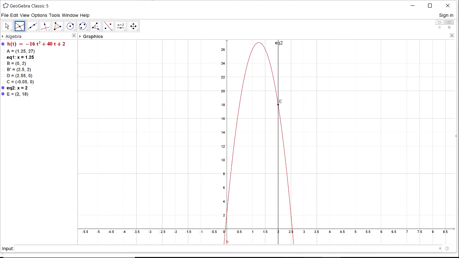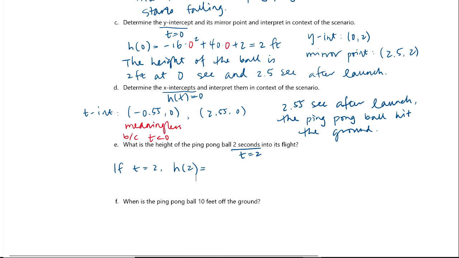So we can say when t equals 2, the height is equal to 18 feet. And we still use the intersect function to find where this vertical line of t equals 2 seconds and this parabola intersect with each other. So we can say that h of t equals 18. So we can say the height is 18 feet 2 seconds after the launch, or into its flight.